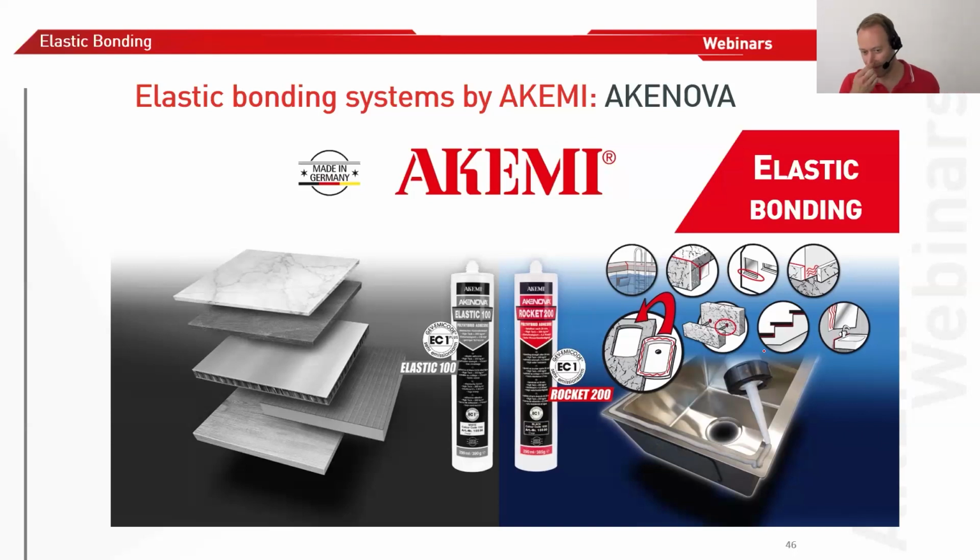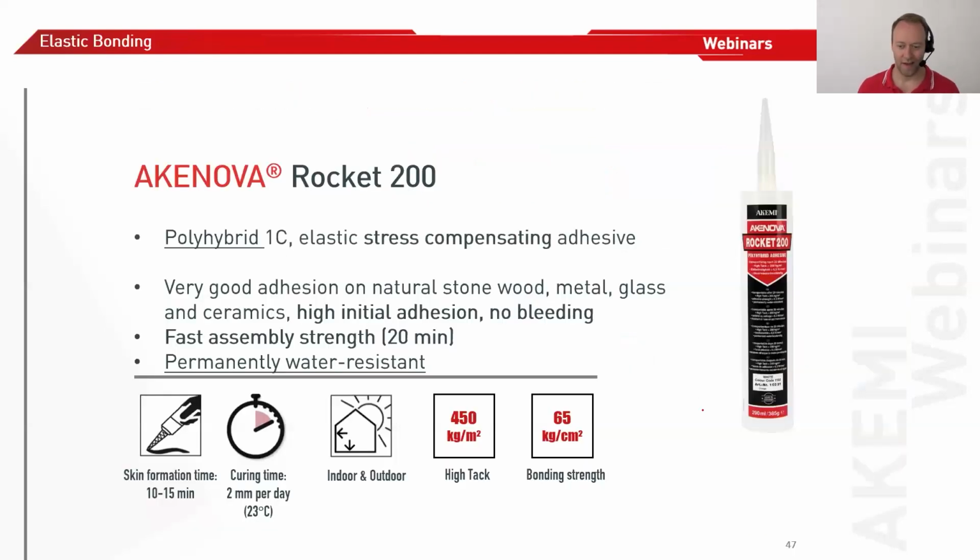Perfect, Otello. Then we move on to the second part, the Rocket 200, the second product in our AKENOVA line. And this is also a very special product. As I said earlier, it has the same properties as the elastic. It's stress compensating, not as much as the elastic, of course. It's about 60 to 80% elongation at break. And it has a very high initial adhesion, this high-tack, from even 450 kg per square meter. On the old cartridges, I think some of you have them already, we write 200 kg.